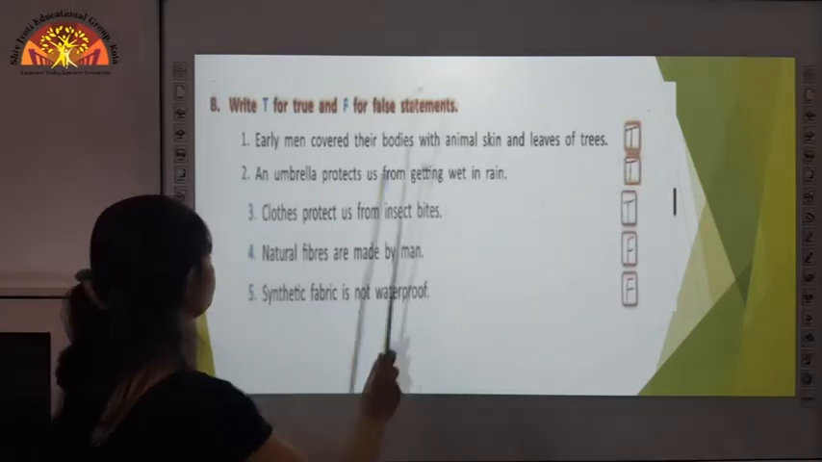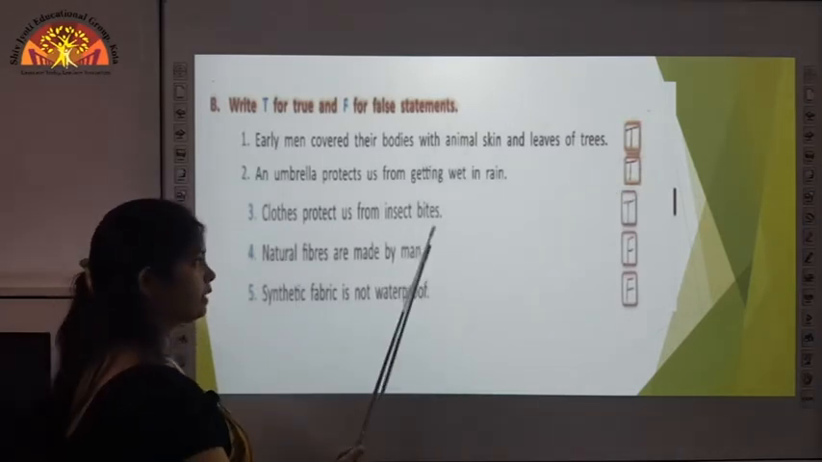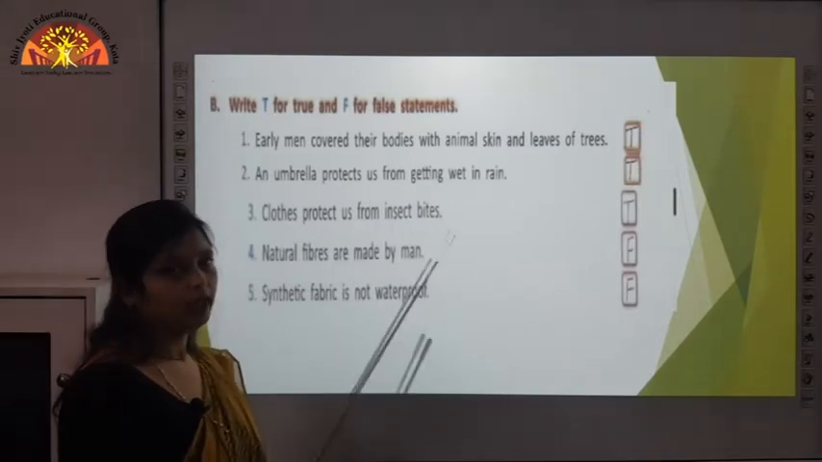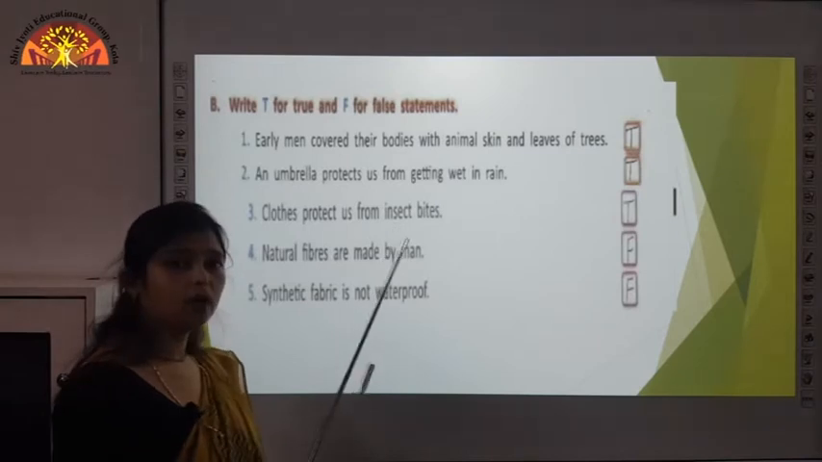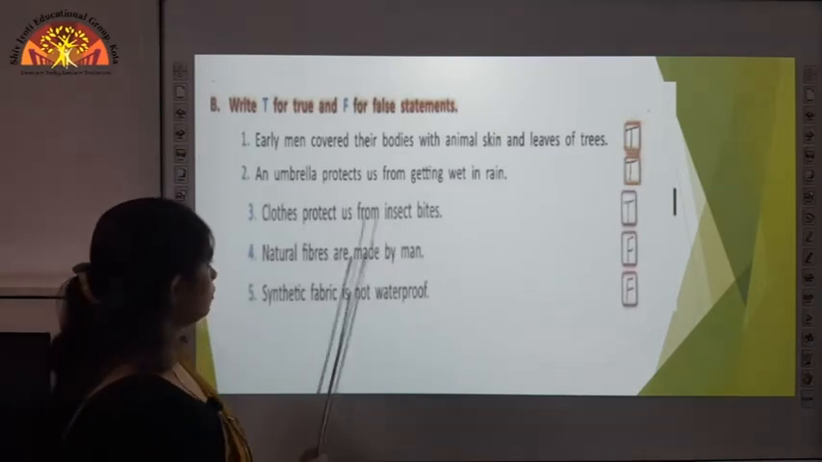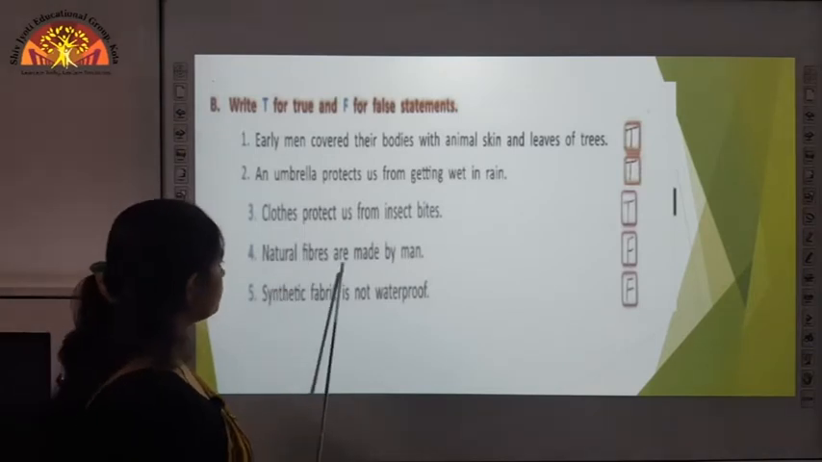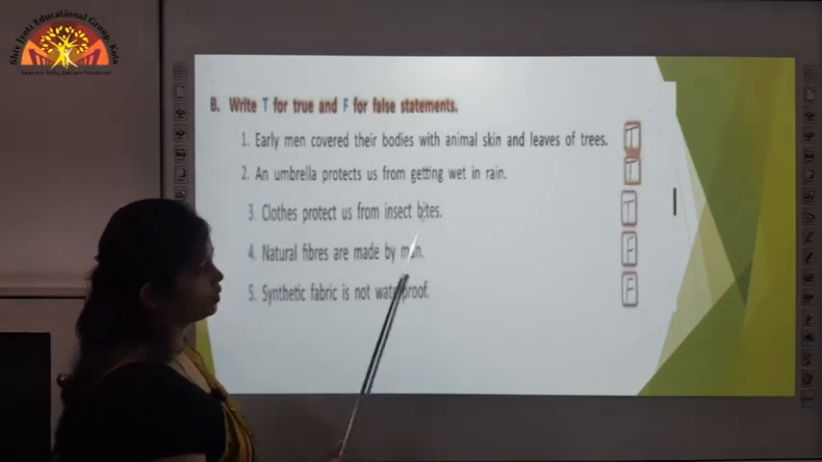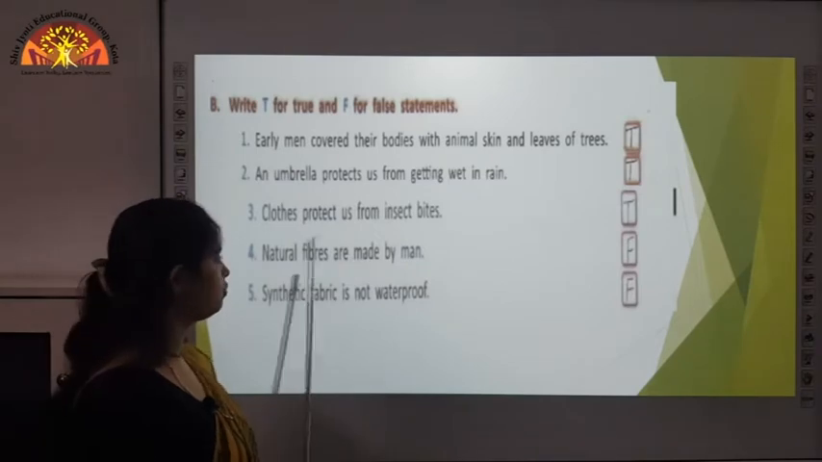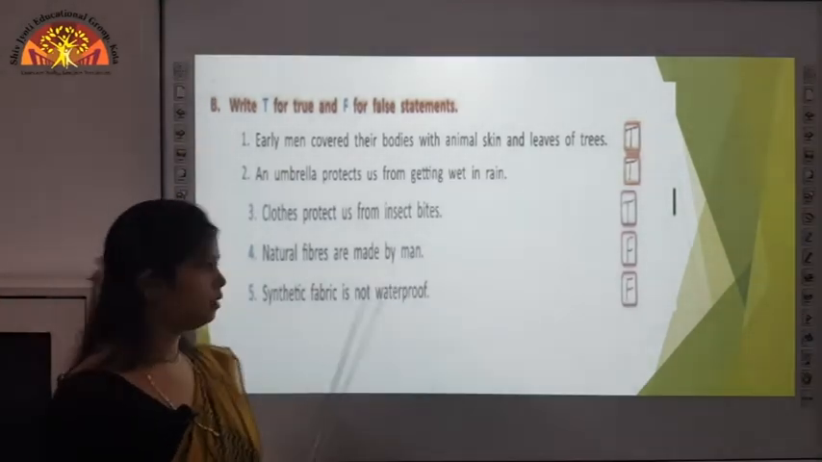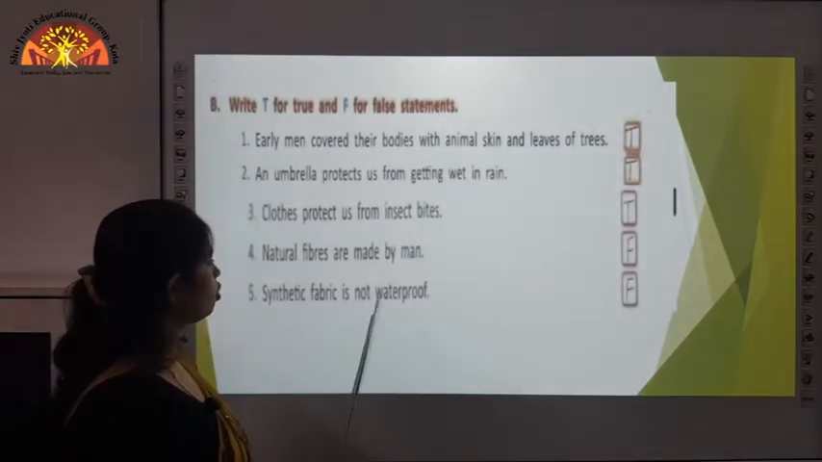So, true. Clothes protect us from insect bite. Again, this is the correct statement, because they protect us from insect bite. And we wear long sleeved clothes just to protect ourselves from insect bites. Natural fibers are made by man. No, this is a false statement, because natural fibers are obtained naturally either from plants or from animals. Synthetic fabric is not waterproof.